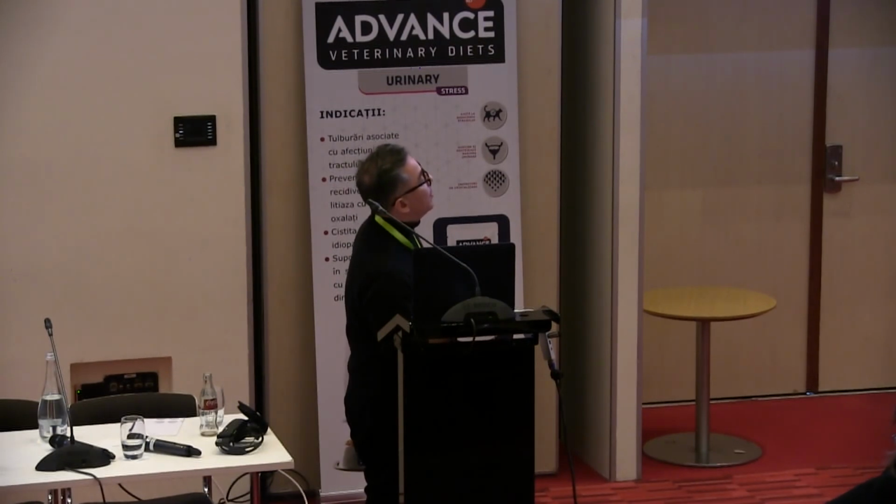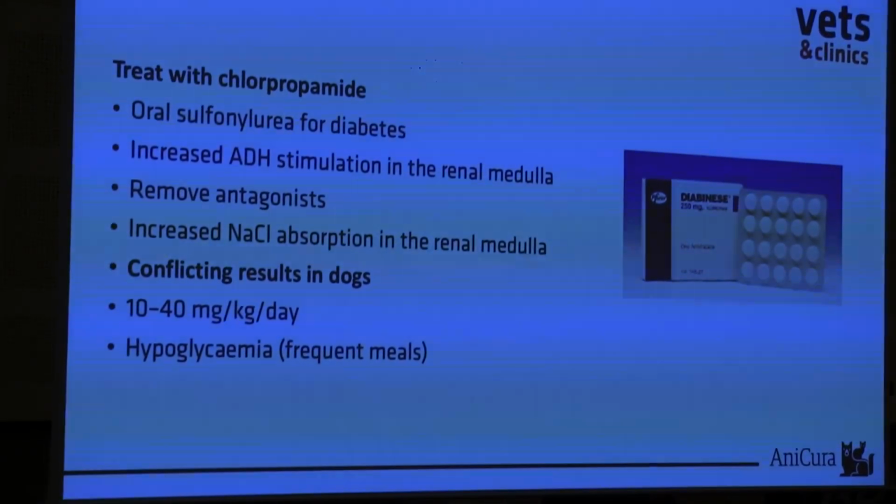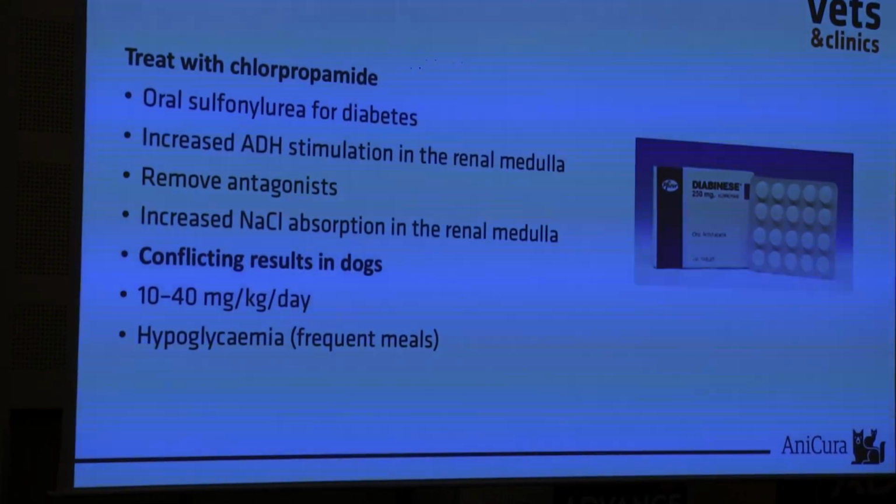When we treat central diabetes insipidus, we have to try to achieve the minimal effective dose with the tablet or with the drug, okay? And the injectable vasopressin is not available right now in Europe. In some patients, you can use chlorpropamide. You have to remember this is a treatment for diabetes mellitus in human beings, and it increases the ADH stimulation in the renal medulla, removes antagonists, and increases the sodium chloride absorption in the renal medulla. Okay, but in veterinary it's not a good result in the studies, but it's another option.